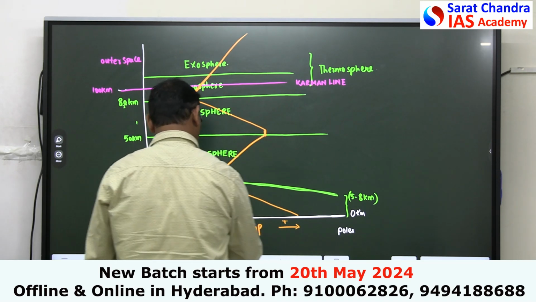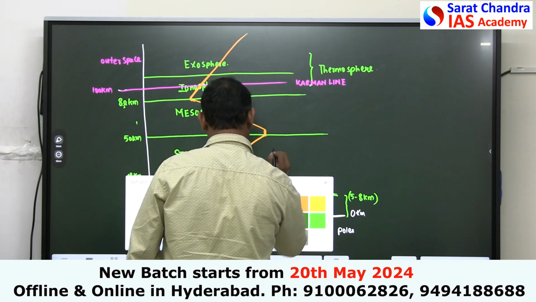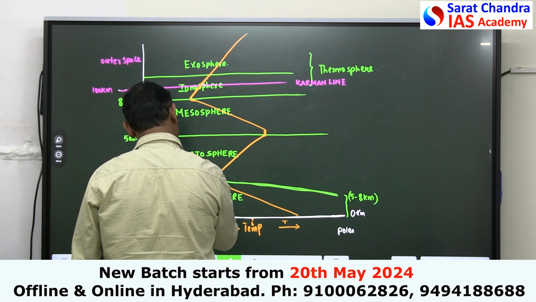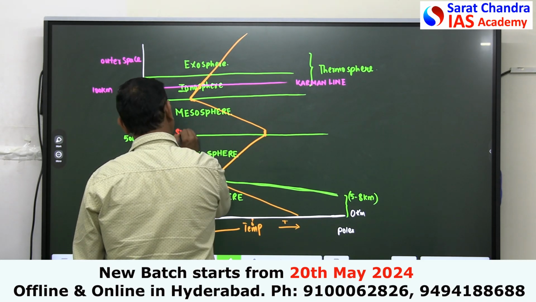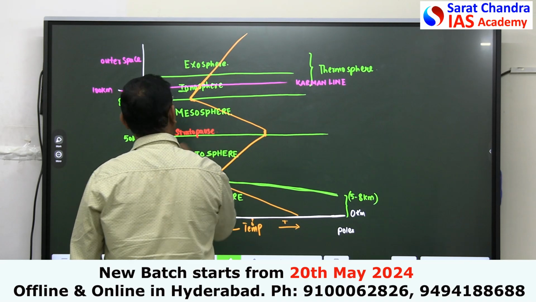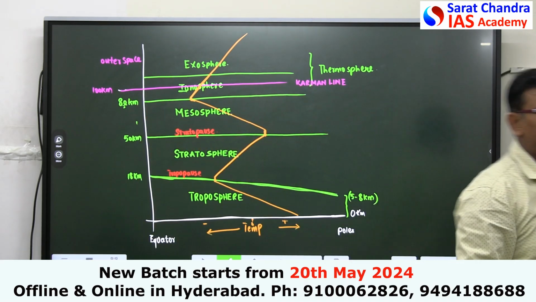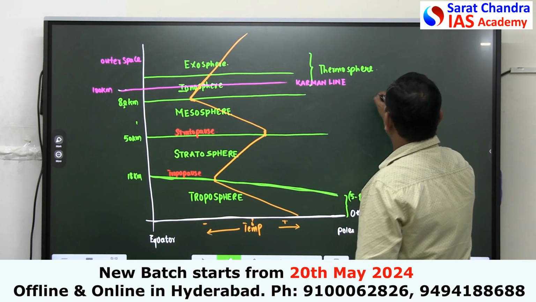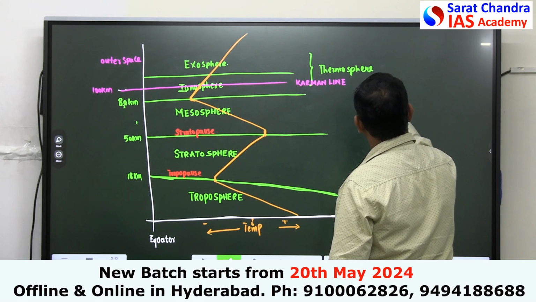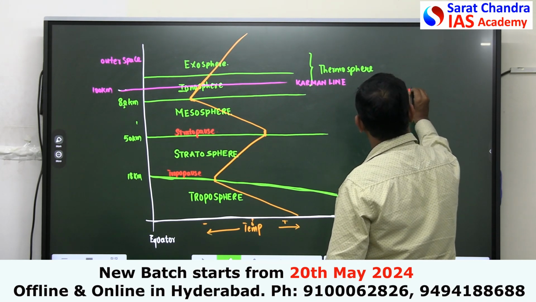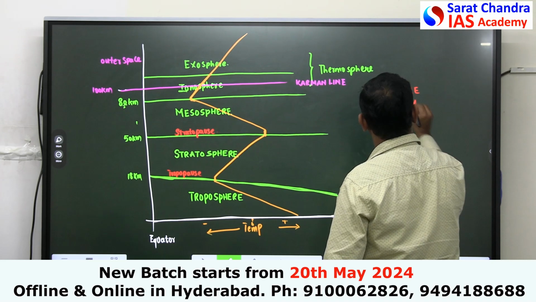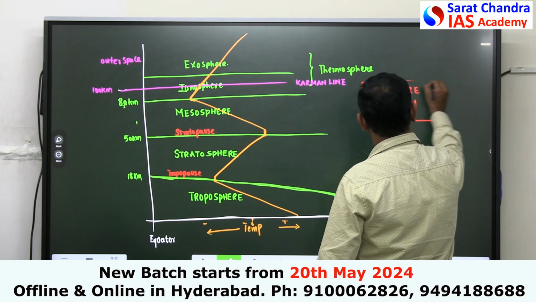Clear? And this point is called the tropopause. This is called the stratopause. Just make it. Tomorrow we will see the structure of the atmosphere in detail. The heading should be Structure of the atmosphere. That we will cover tomorrow. Clear?